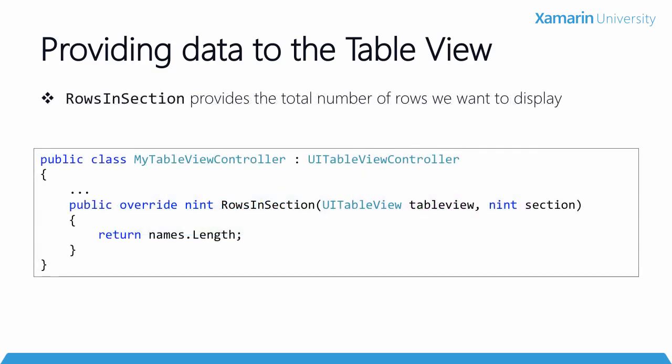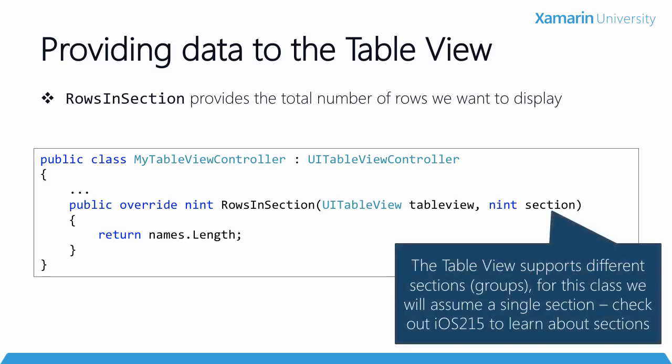RowsInSection is used to provide the total number of rows for the data that we're trying to display. This allows the table view to properly set up the scrolling view so it knows exactly how far the data is going to scroll. The method is passed two parameters, the table view and the section. The section is the area within the table view that we're interested in. Table views can group data into different sections, and each section has its own count.